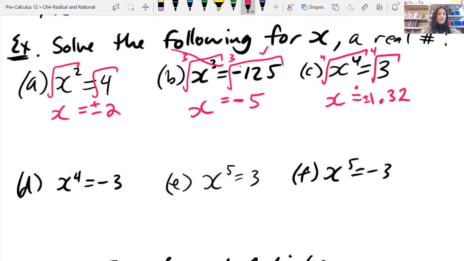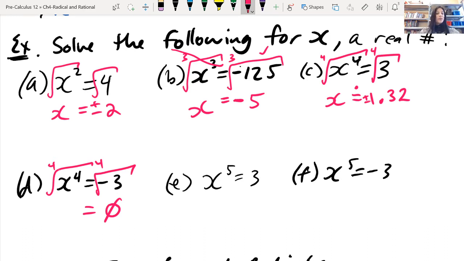Okay, so then if we move on to this one, I would need the fourth root, but I can't take the fourth root of a negative. In fact, I can't take an even root of a negative value, so I can't solve this. It's an imaginary number. So we're only looking for real numbers. This is not a real number.